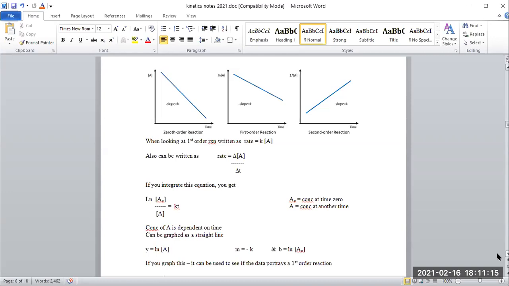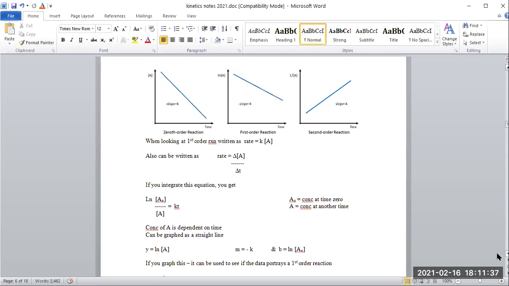Once you integrate this first order reaction, you get natural log of the original concentration at time 0, over the concentration at another time.